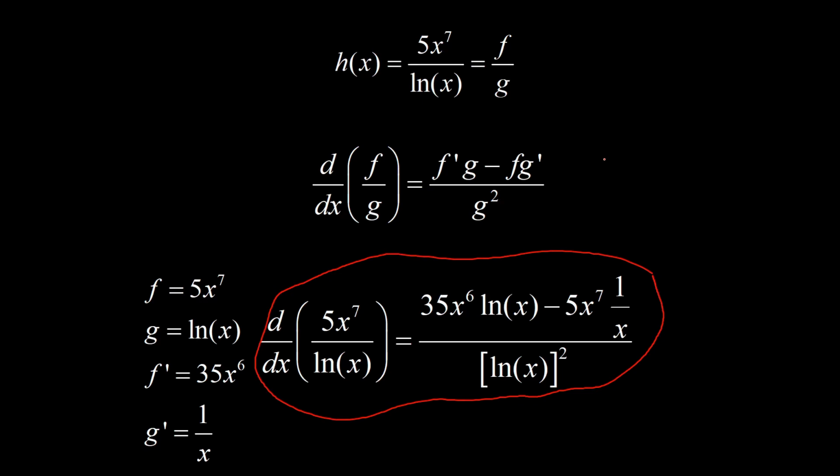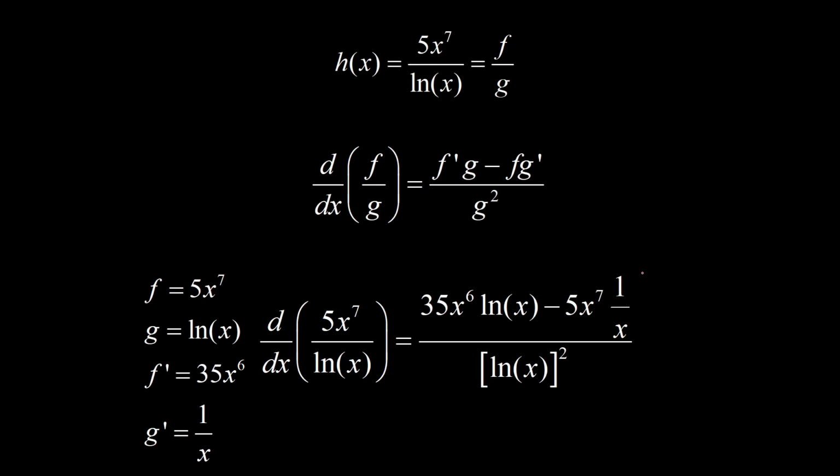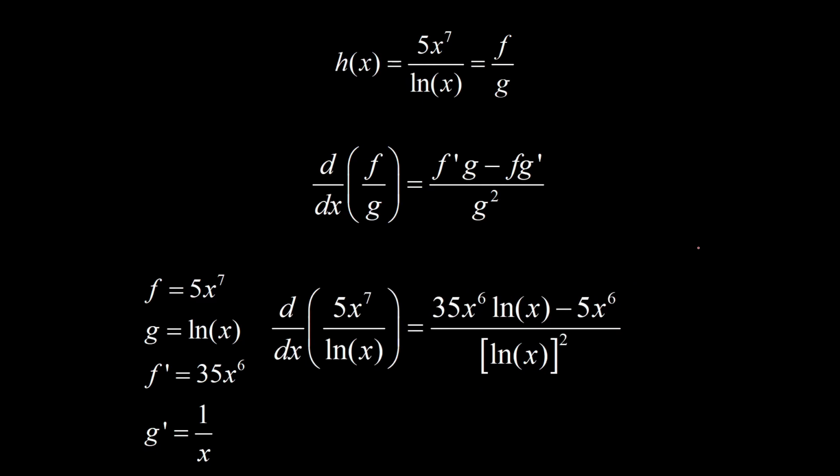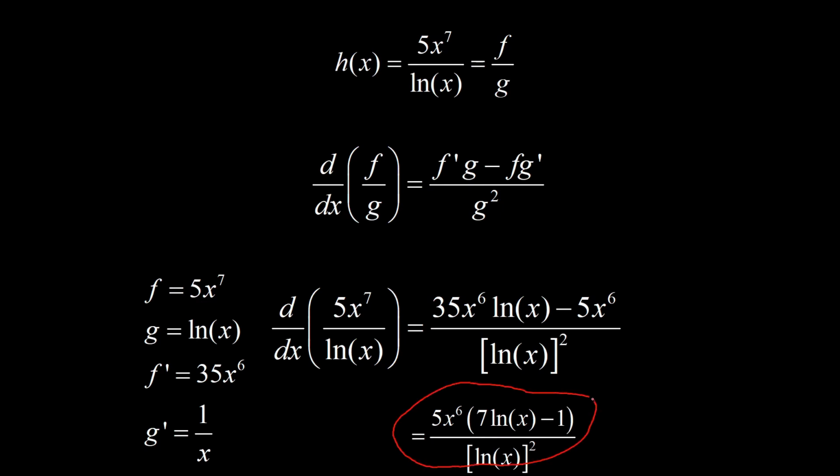And like always, we'll try to clean this up. So first of all, we have an x to the 7th divided by x, which will give us an x to the 6th. And there is a greatest common factor in the numerator. And so we'll factor that out to get our final answer. That is the derivative of h.